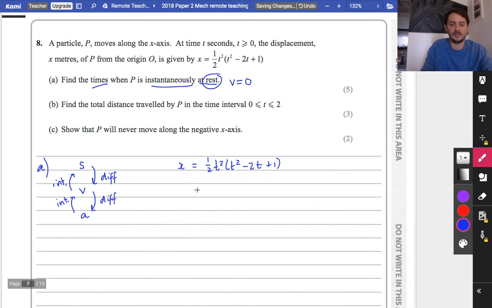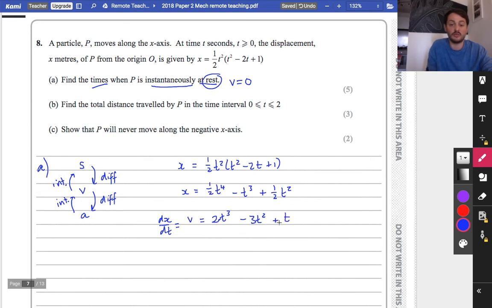So if we have that x is a half t squared minus 2t plus 1, all squared, I can't differentiate this yet, so I need to make sure that I first of all expand the brackets. So I get a half t to the power of 4 minus, well, a half times 2 is just 1, so it's minus t cubed plus a half t squared. Now if I differentiate this, I can say dx/dt is equal to v, or I can just say what v is equal to. So when I differentiate this, 4 times a half is 2, so it's 2t cubed. When I differentiate this, I get 3t squared. A half times 2 is 1, and so I just get a plus t.